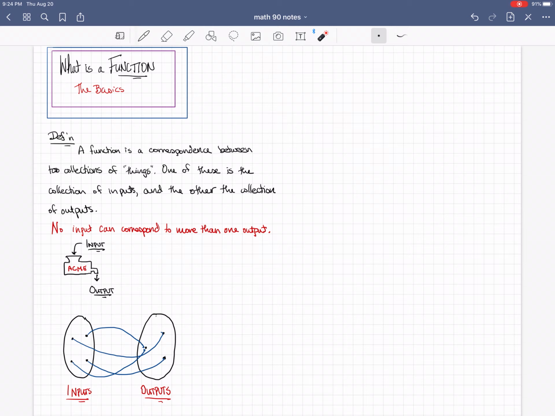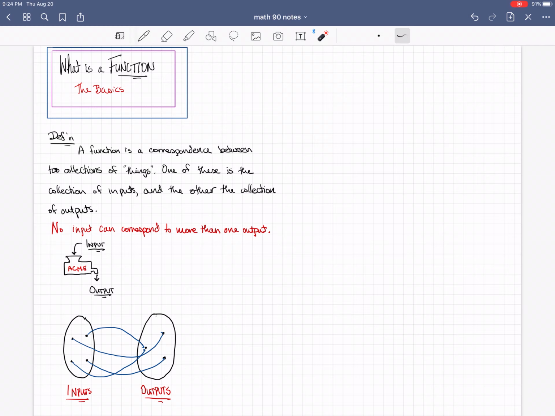The other restriction is that no input can correspond to more than one output. Do any inputs correspond to more than one output? Well, no. This input, this top right-hand dot in the left-hand blob, that corresponds to this output here and no other ones. This input in the bottom right-hand corner corresponds to this one, okay? So it doesn't seem to be the case that any input corresponds to more than one output.